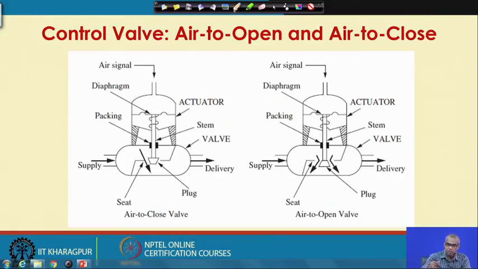Look at the shape of the plug. As the plug comes down, opening decreases and finally opening is completely closed. So, at that point of time, the flow through the valve completely stops. This is known as air to close valve. As the air pressure signal on the top of the valve increases, the valve closes. This is known as air to close.